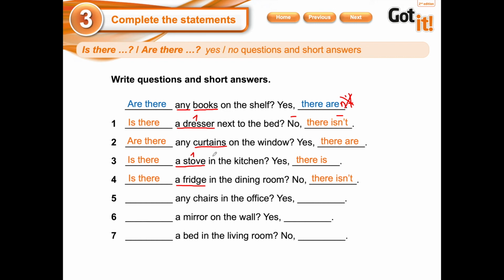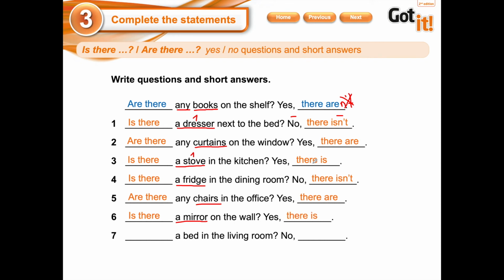Let's go with number 5. Any chairs? Pay attention to the plural noun. Chairs, like curtains, like books. So, are there any chairs in the office? Yes, there are. Let's go with number 6. A mirror. It says a mirror, like this one. So, is there a mirror on the wall? And it's very similar to this. So, yes, there is. Excellent.